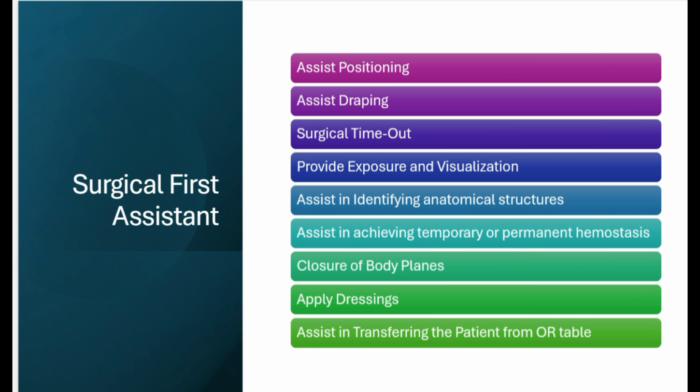So you'll have a surgical first assist. In some cases, you may have a PA, physician's assistant, in the OR with you. They are almost fulfilling the same role as your surgical first assist. A lot of times they're going to assist with your patient positioning. They're going to assist with your draping, surgical timeout, provide exposure and visualization, assist in identifying anatomical structures, assist in achieving temporary or permanent hemostasis, closure of body planes, apply dressings, assist in transferring the patient from the OR.